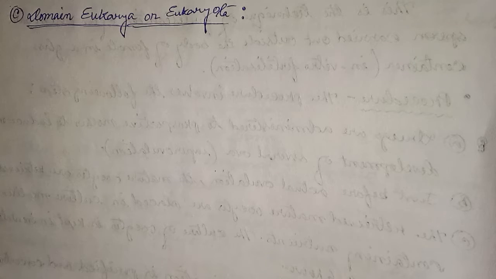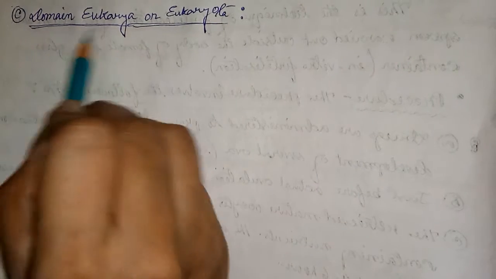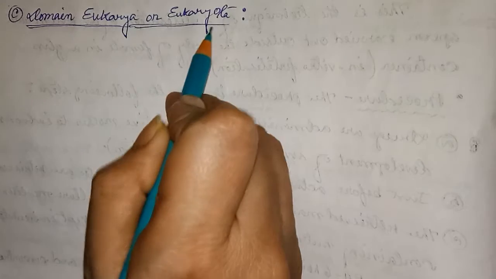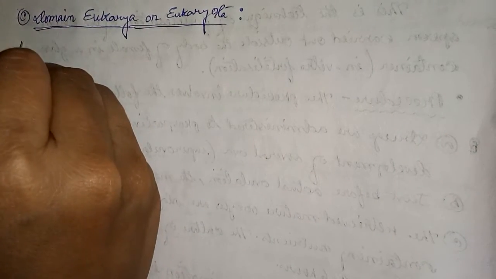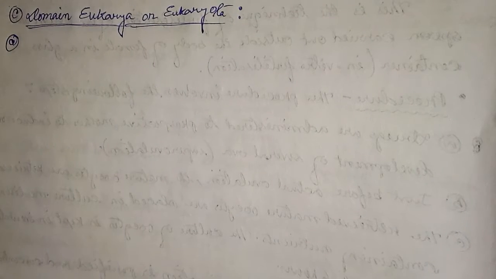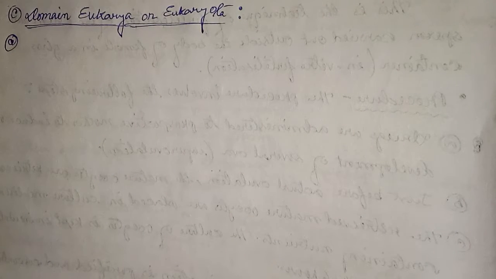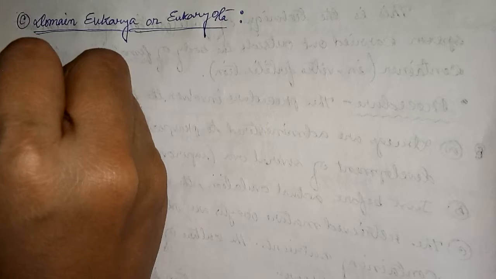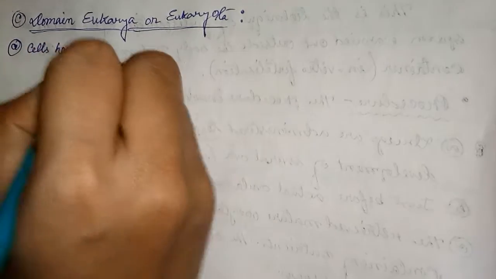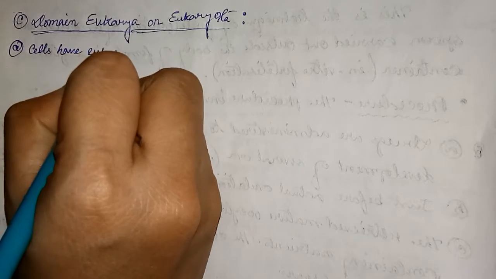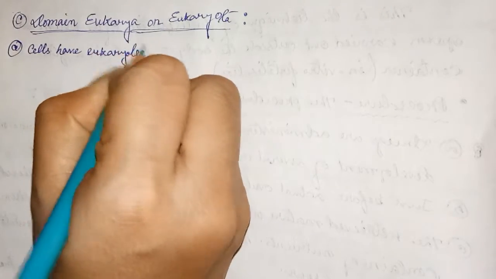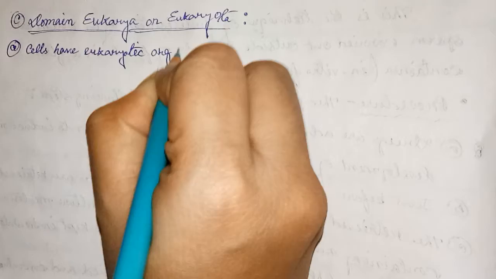Students, in this video I am going to discuss domain Eukarya or Eukaryota. The features of this domain are: number A, cells have eukaryotic organization.